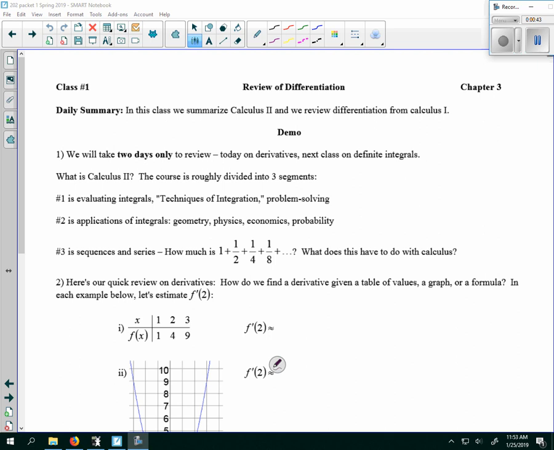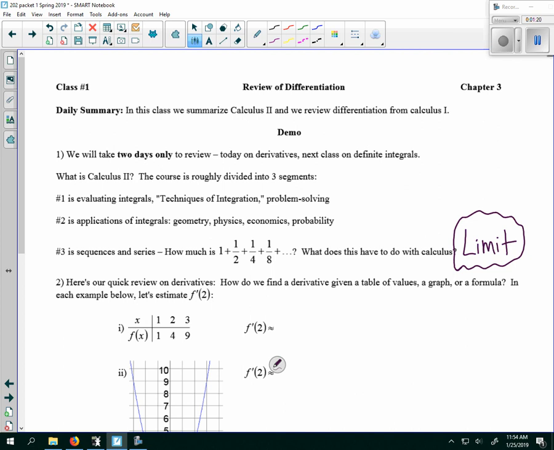If you want to add up an infinite number of numbers, for example, 1 plus a half plus a fourth plus an eighth plus a 16th plus a 32nd, et cetera, does it add up to a finite value? And what value does it add to? So what does this have to do with calculus? To find the answer to an infinite sum problem, we have to take a limit. That is typically how we deal with infinity in calculus, is make it finite and then take a limit as something goes to infinity.